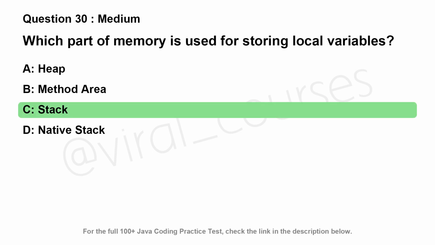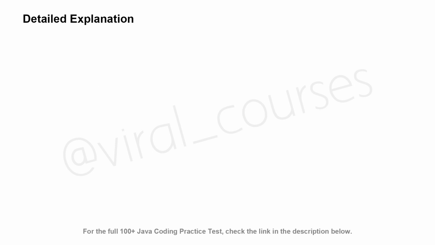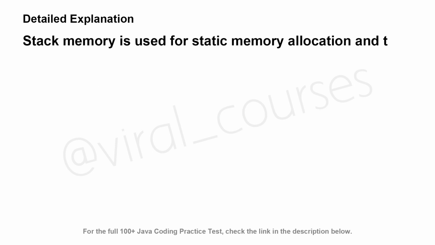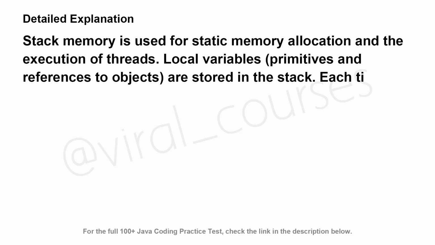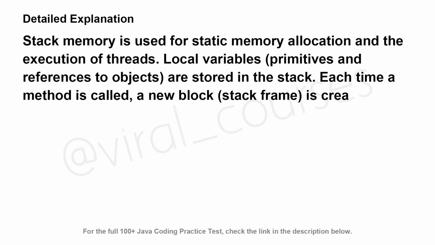The correct answer is C. Stack memory is used for static memory allocation and the execution of threads. Local variables, primitives and references to objects are stored in the stack. Each time a method is called, a new block, a stack frame, is created for its local variables.